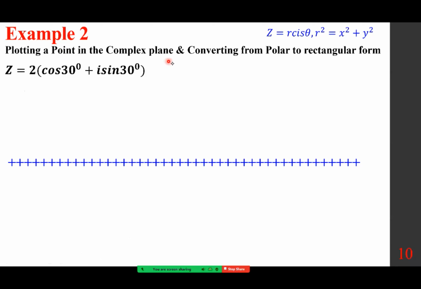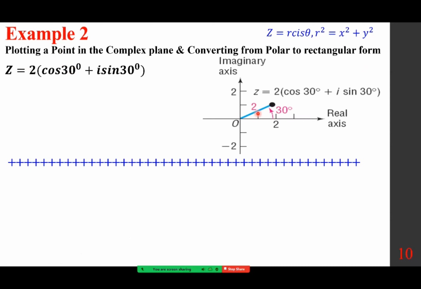Plotting a point in the complex plane and converting from polar to rectangular form: z is 2 cosine of 30 degrees plus i sine of 30 degrees. As you recall, we have the grid, so we start with the angle first, 30 degrees, right? And we go how many? 2 tick marks. So that's the 30 degrees angle, 1 and 2 tick marks. So that's plotting it. Converting it, just replace the cosine of 30 with square root of 3 over 2 and sine of 30 with 1 half. These 2s cancel out both of the denominators, and there you have it.